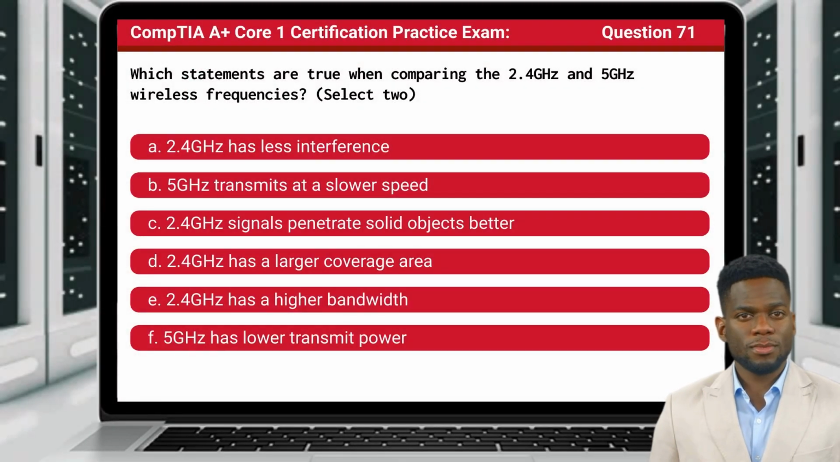Question 71. Which statements are true when comparing the 2.4 GHz and 5 GHz wireless frequencies? Select 2.